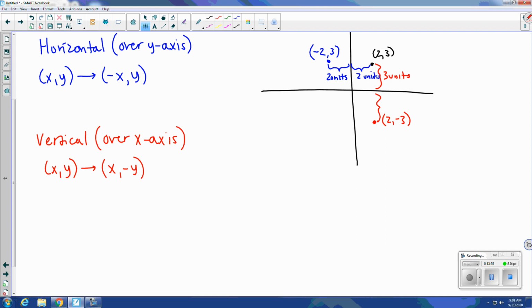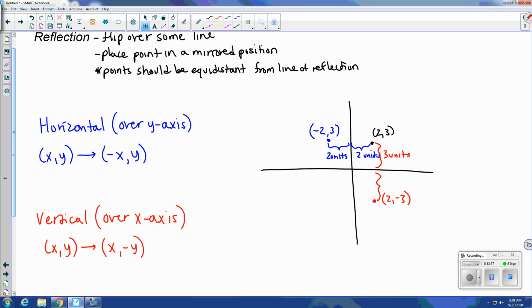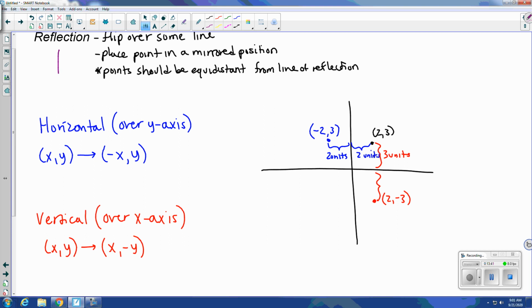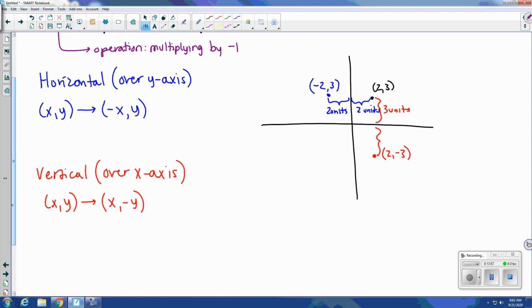So operationally, what are we doing? With translations, we said it was addition, subtraction. For a reflection, the operation is very specific. It is multiplying by specifically -1. So anytime we see an application of multiplication by -1, we know we have a reflection.